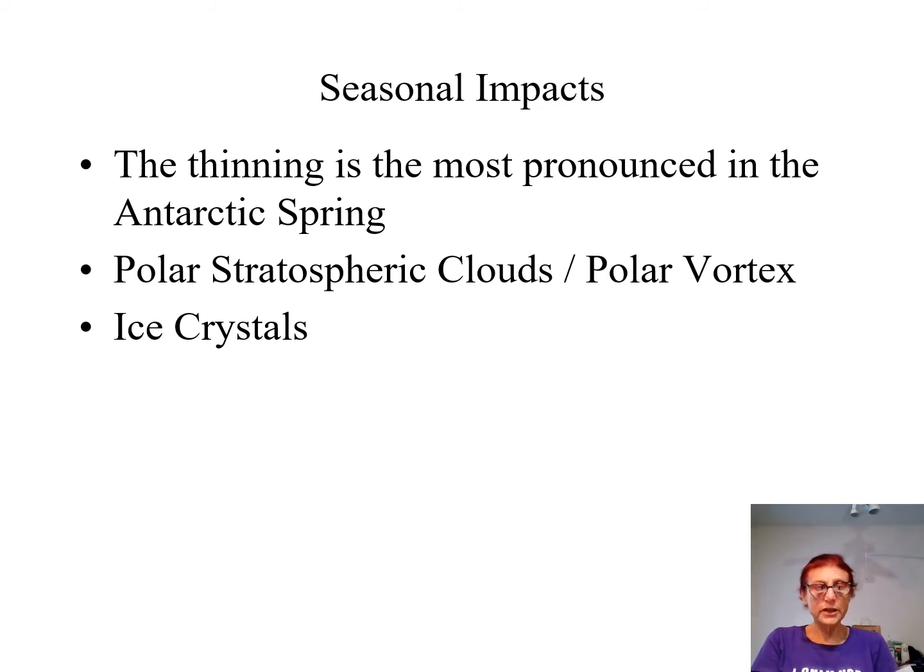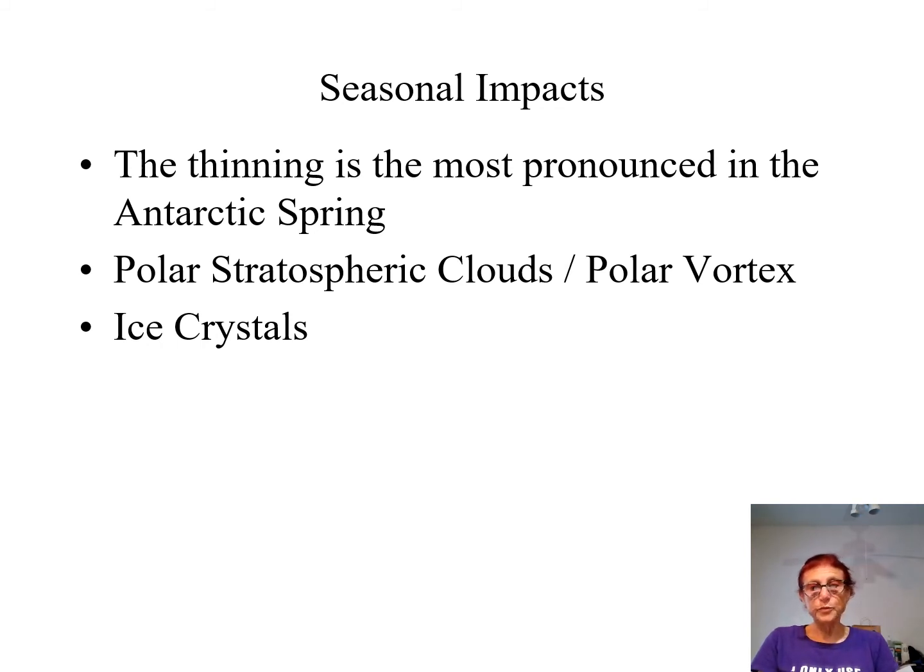Those clouds and the surface of those clouds provide a way to hold in those chlorine atoms during the wintertime. It's dark, it's cold. Those atoms and those chlorine compounds can be held in those ice crystals. When springtime comes in the Antarctic, those ice crystals melt, they release those chlorine atoms, and those chlorine atoms can go back to work destroying stratospheric ozone.